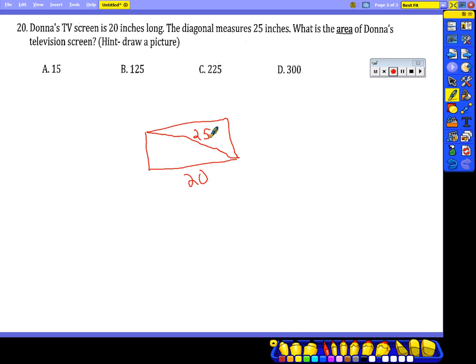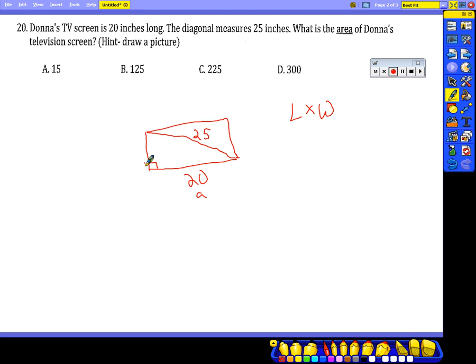Now, if you think back, 6th grade, 7th grade, area of a rectangle is length times width, is most likely what they said. Here's the length, here's the width. But I don't know what the width is. So, I got to find out what the width is. And the way I'm going to do that is using Pythagorean theorem. See, this made a right triangle. So I see a right triangle there.